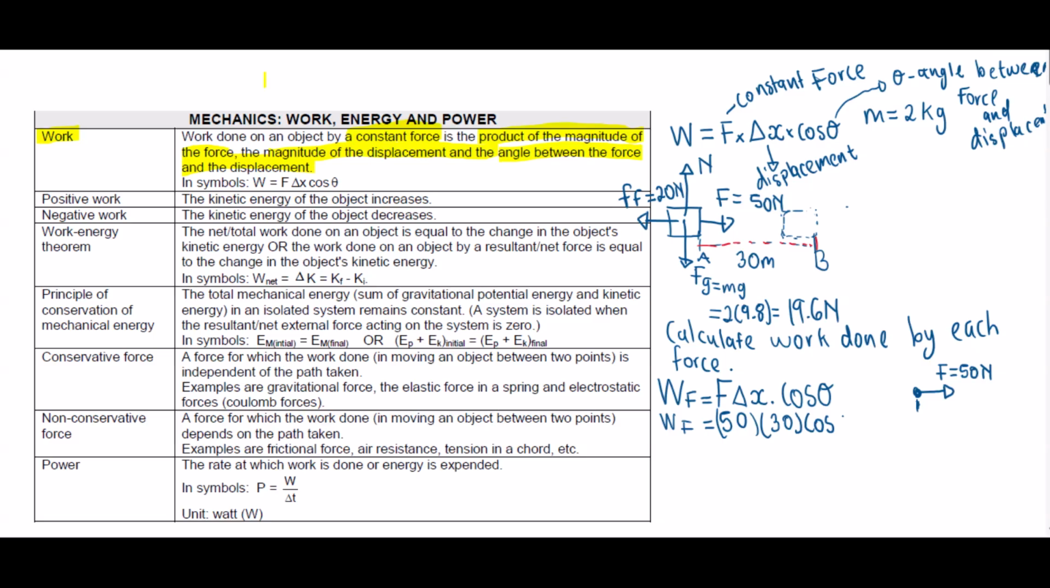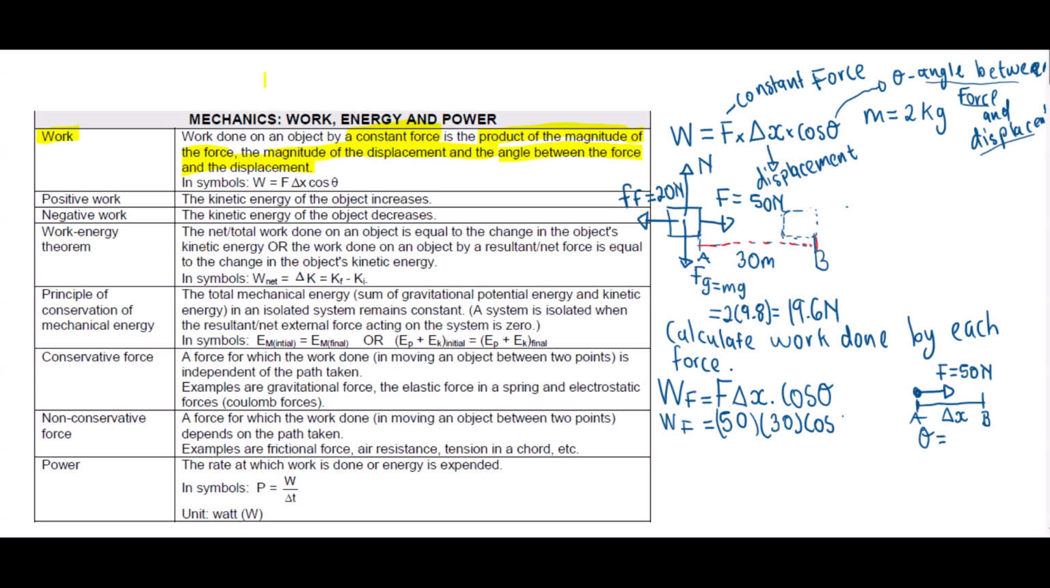So you'll notice that here the force and the displacement are in the same direction. The object is being displaced from A to B. So by the looks of things, the force and displacement are going in the same direction. So the angle theta, which is the angle between the force and the displacement, is going to be 0 degrees.